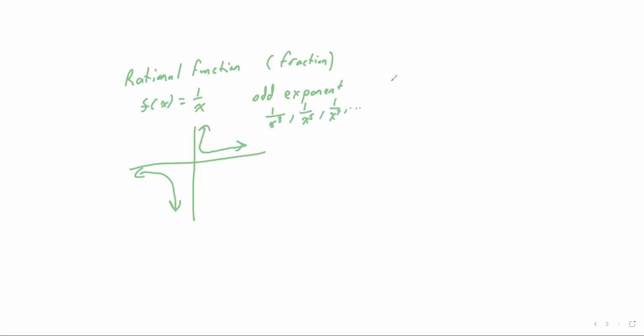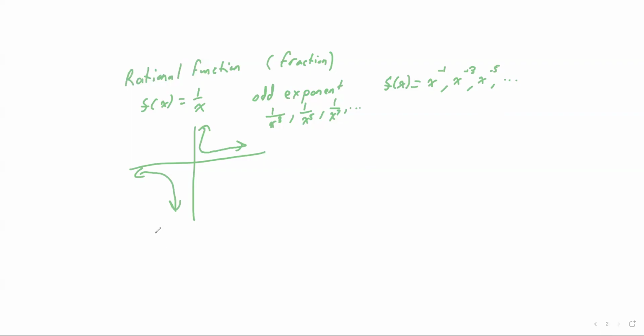Another form of these rational functions can be written with negative exponents. So you could see it as x to the negative 1, x to the negative 3, x to the negative 5, and so on and so on. But it's the same thing. So 1 over x is the same thing as x to the negative 1.